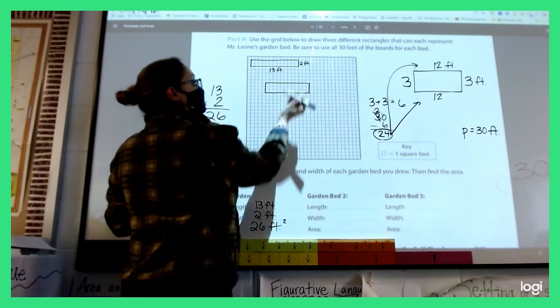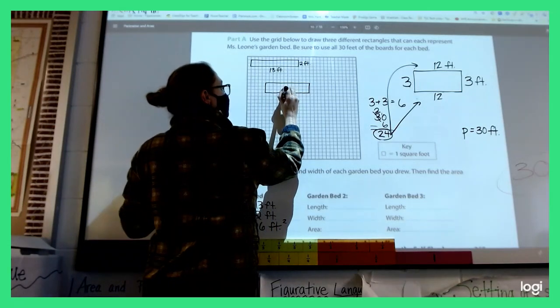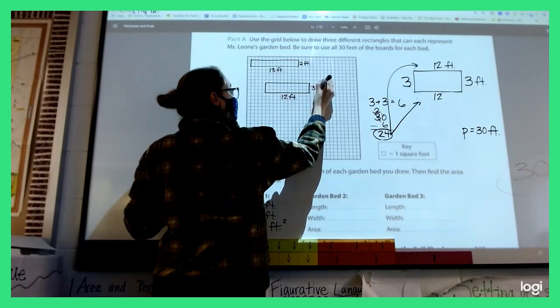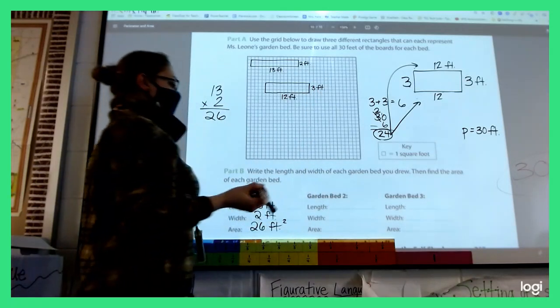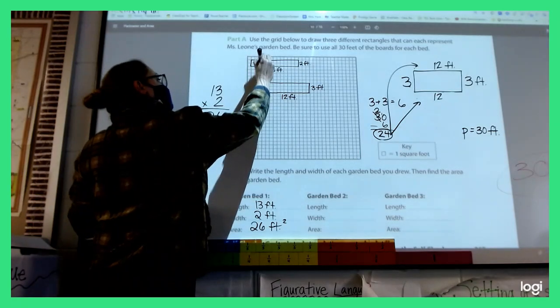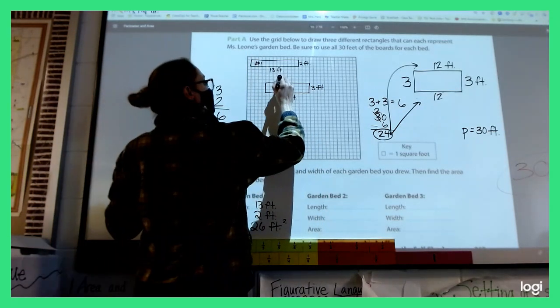So this one's very similar to the first one, but a little bit different. So now it's 12 feet long and 3 feet wide. You know what, I probably should have labeled this garden number 1, since that's where I wrote this. And this would be garden number 2.